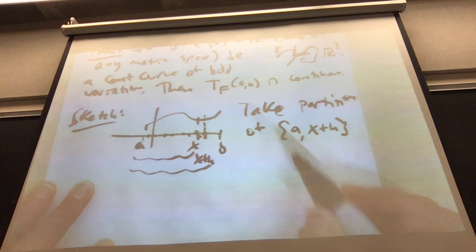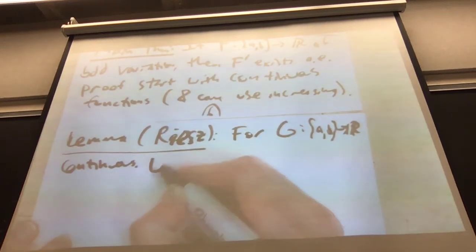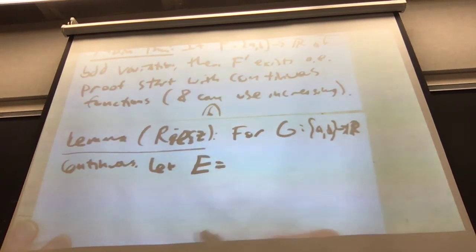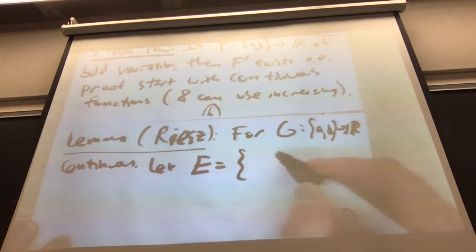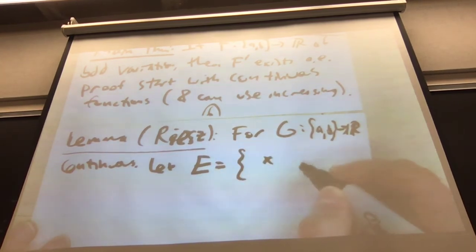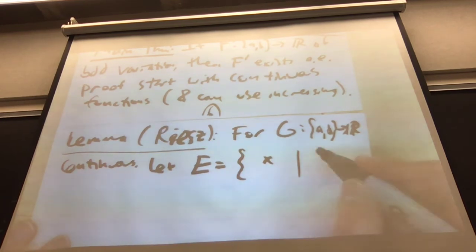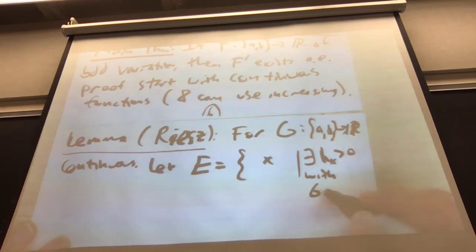Okay, here's the statement. So let's say you have a function g from [a, b] to the reals, and it's continuous. So let's take a set E, which is the set of x in this interval, although in a second I'm going to say something else, for which there exists an h, which can depend on x, positive, with g of x plus h strictly bigger than g of x.